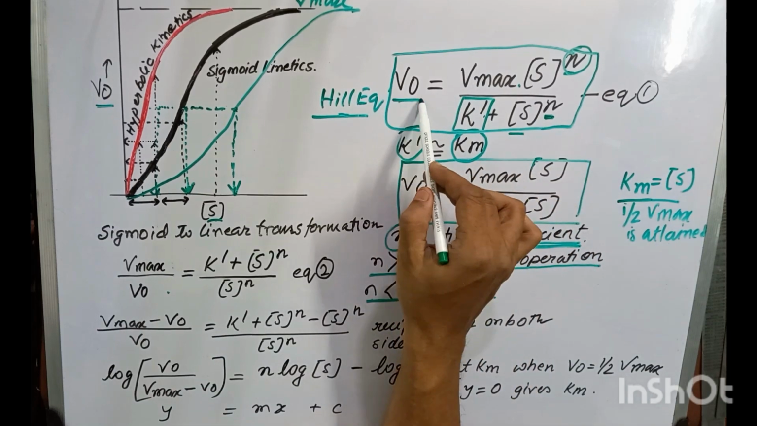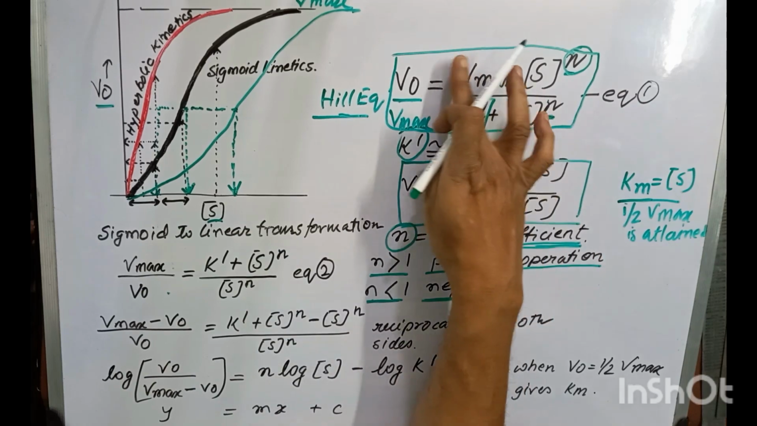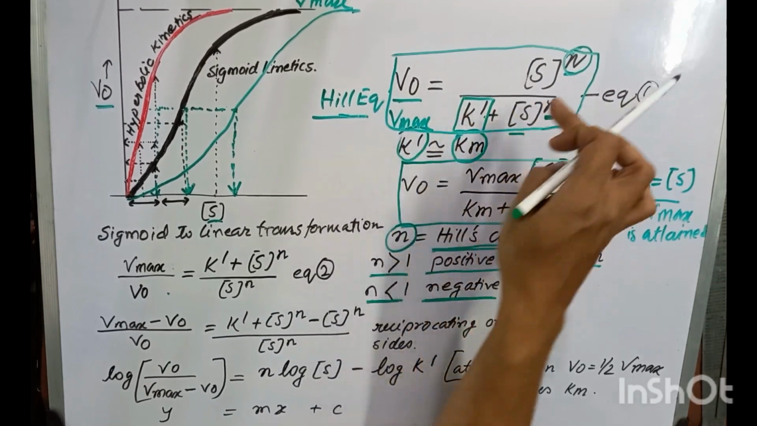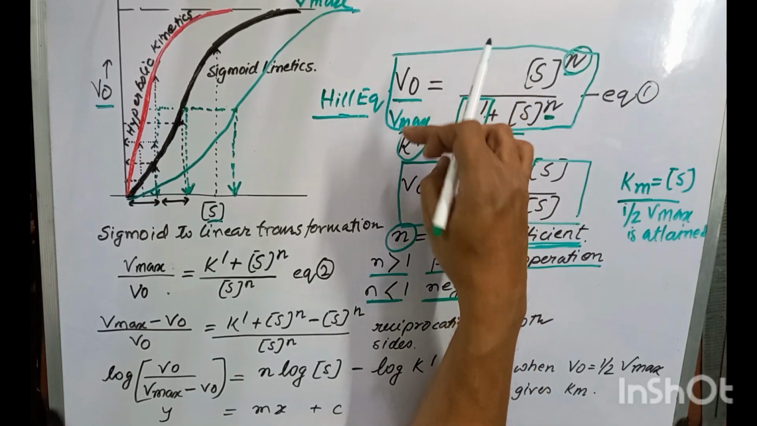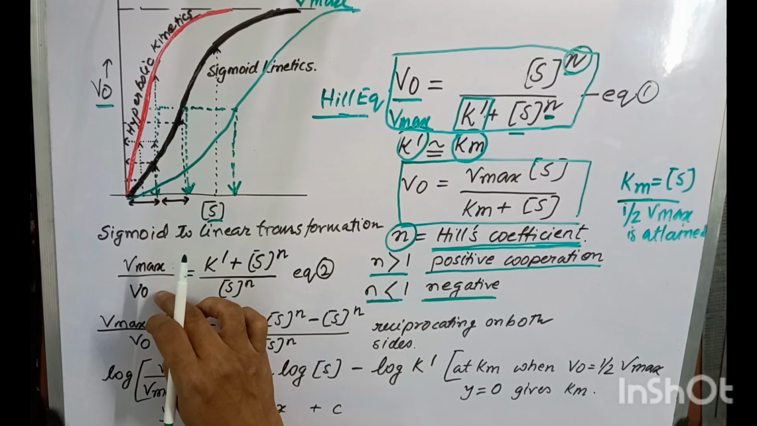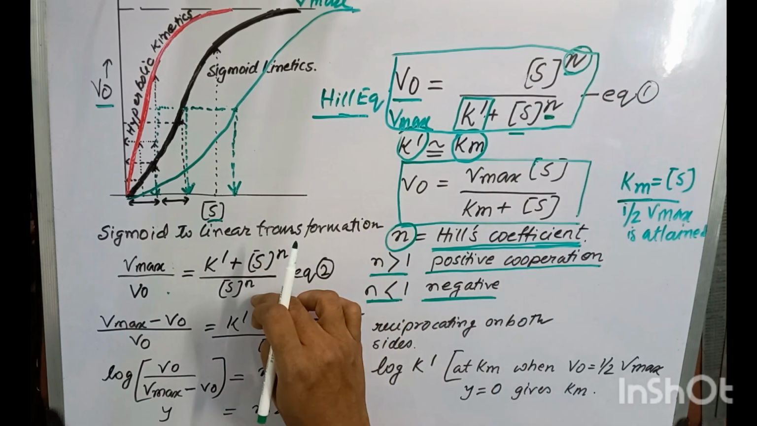Initially I can just put down Vmax here. I rub out Vmax from here. So V0 by Vmax is equal to s to the power n by k prime plus s to the power n. Just reciprocating this, it becomes Vmax by V0 equal to k prime plus s to the power n. This factor goes up by s to the power n.